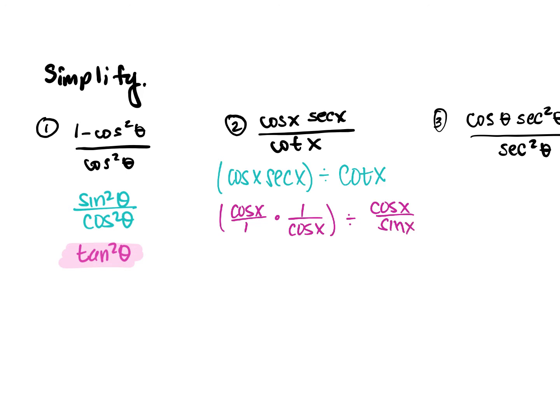For this one, for the first set of parentheses, you have cosine x over 1 times 1 over cosine x. They are reciprocals of one another, so this just leaves you with 1 divided by cosine x over sine x. When we divide fractions, what do we have? Keep, change, flip. So that's 1 times sine x over cosine x, which is also what? Tangent.